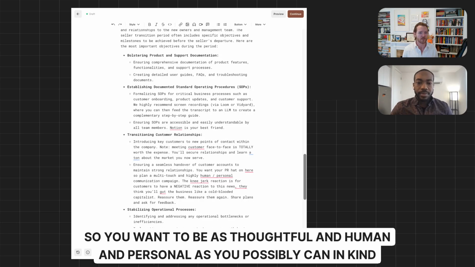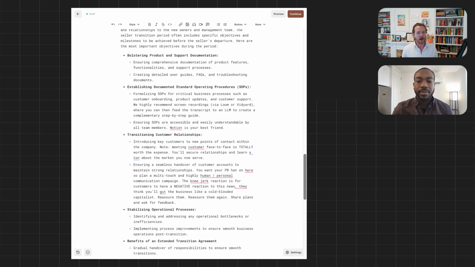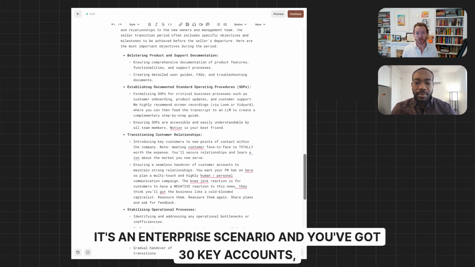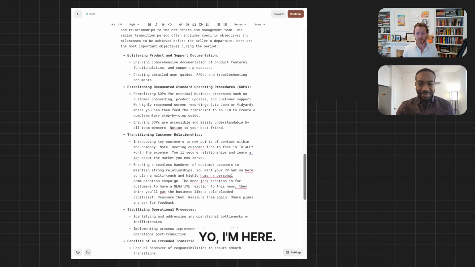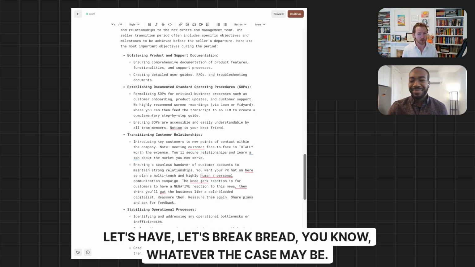So you want to be as thoughtful and human and personal as you possibly can in transitioning yourself in as CEO, operator, and your team. So that's kind of the most macro. At a more micro level, and again, this goes back to context, if it's an enterprise scenario and you've got 30 key accounts, you probably want to get on the road and go visit these customers in person. Yo, I'm here. I'm a human. This is what I smell like. Shake my hand. Let's break bread.